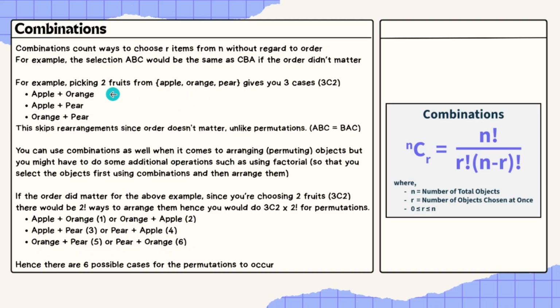So since you're choosing two fruits from three, using the formula, it would be 3C2, which would give you three cases. If you ignore the formula for a while and just write out all the possible cases, it could be apple plus orange, or apple plus pear, or it could also be orange plus pear. These are your three cases. Now this skips rearrangement since order doesn't matter over here, unlike permutations. So for combinations, the case ABC would be the same as BAC.